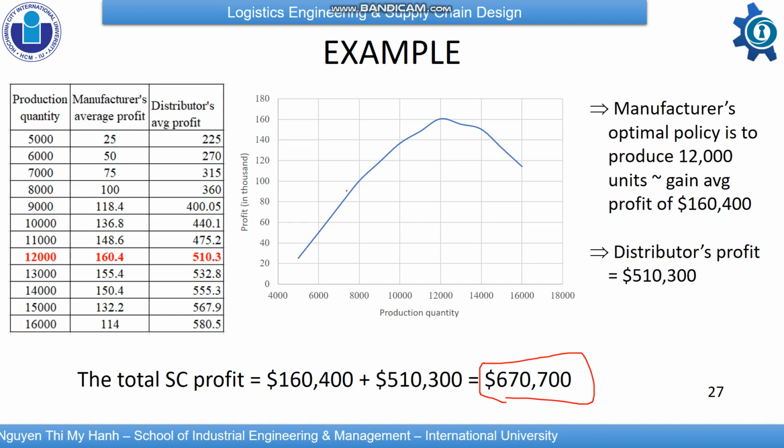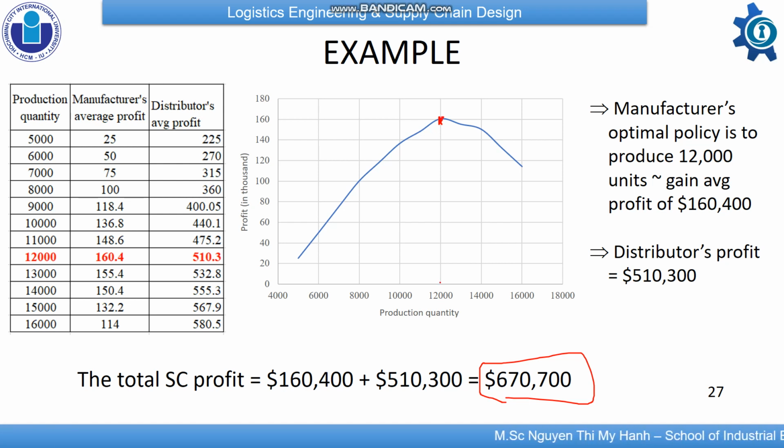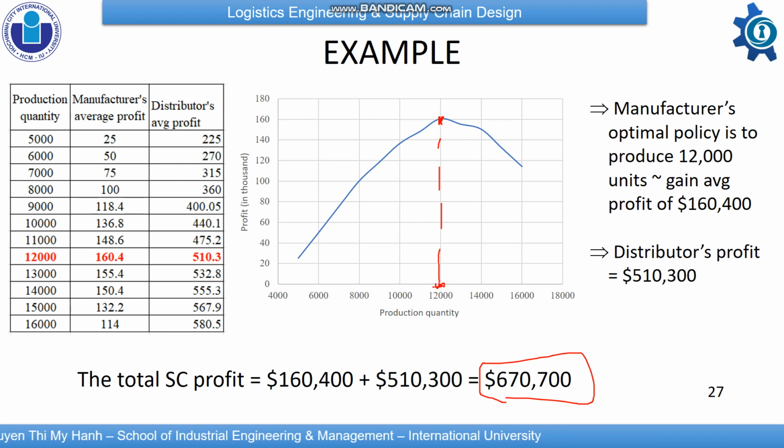Yeah, so we can see in this figure as well, look at the figure, we can see the optimal production quantity where the curve has the highest profit for the manufacturer is here at 12,000. Okay, this point, and it's matching with the calculated number we get.